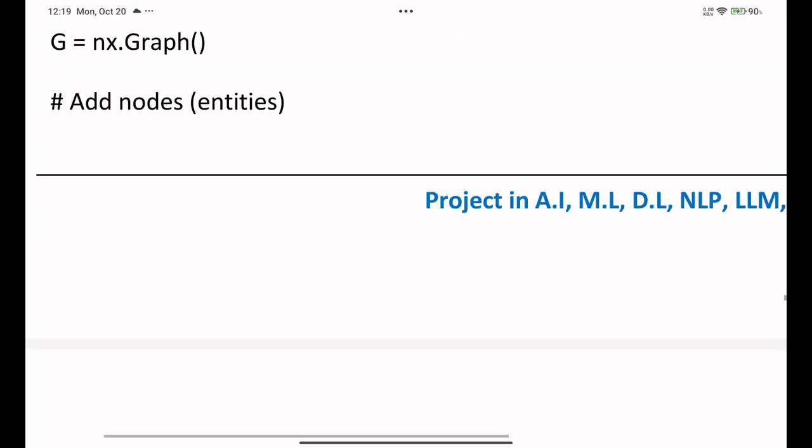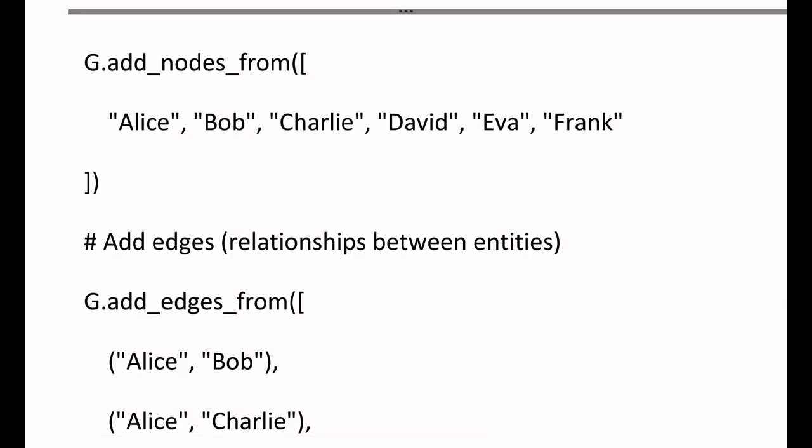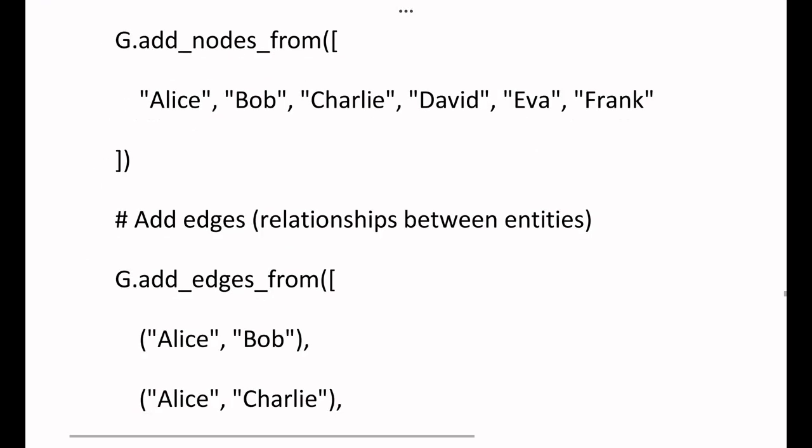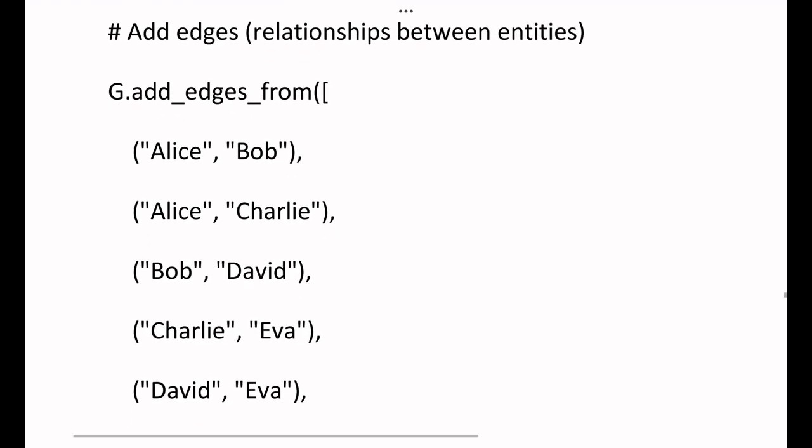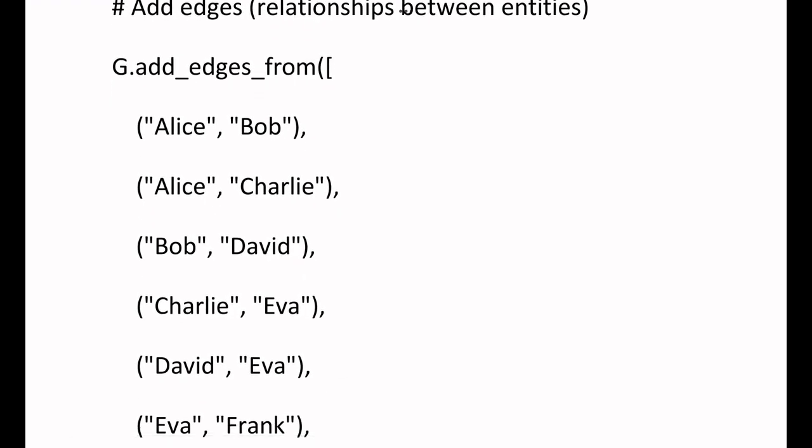What I told at first is that I am creating the nodes. Node names are Alice, Bob, and so on. You can also write your own name. After that I am adding relationships between the nodes, meaning Alice to Bob, Alice to Charlie, Bob to David.